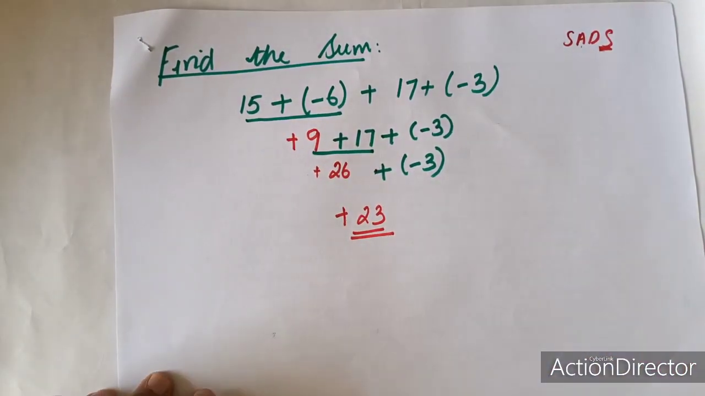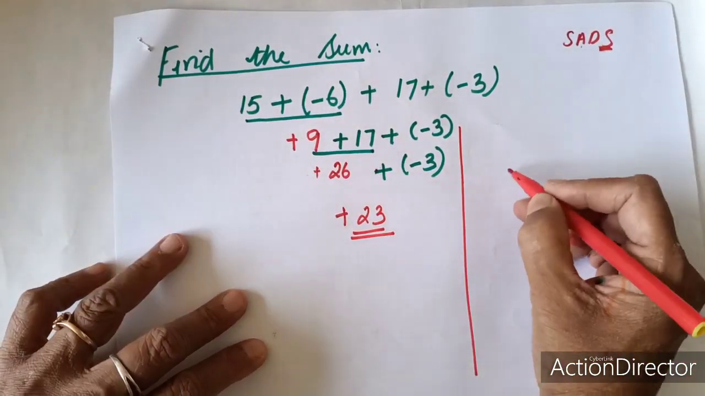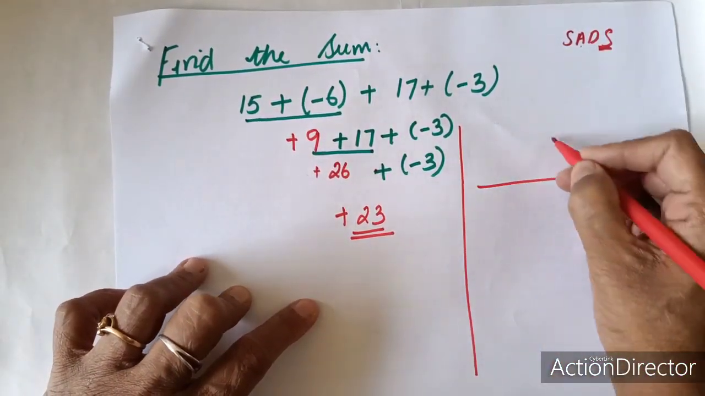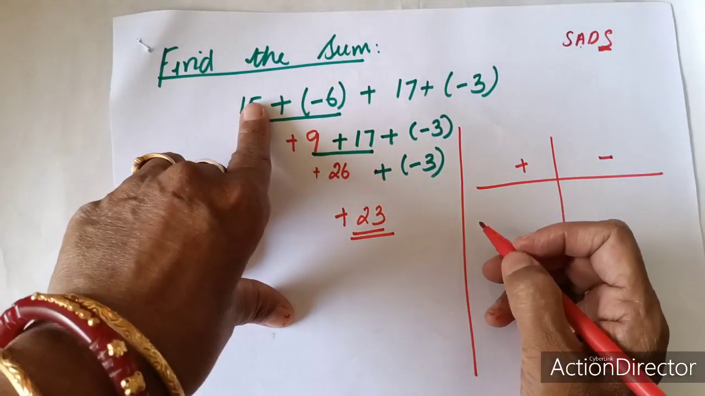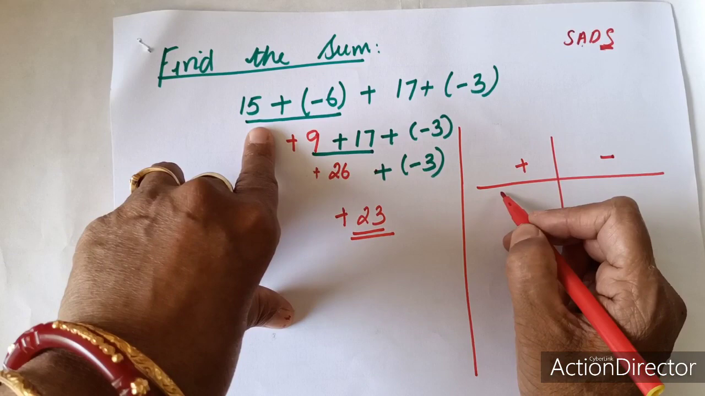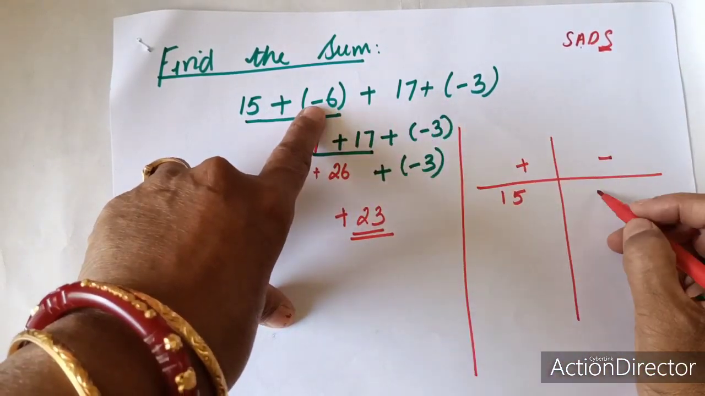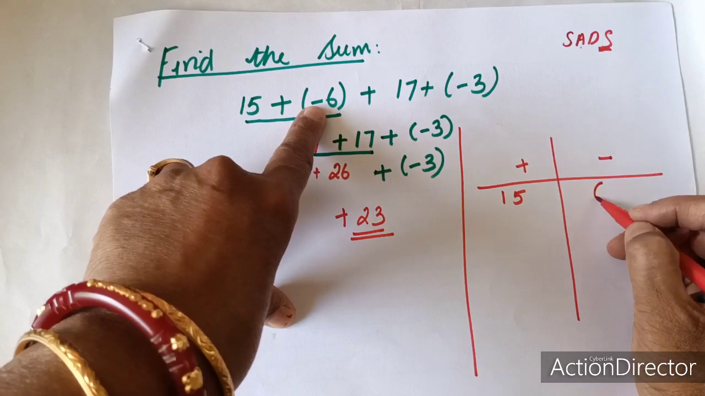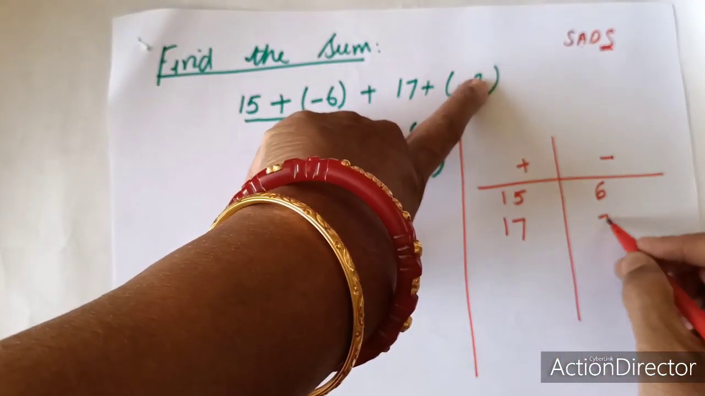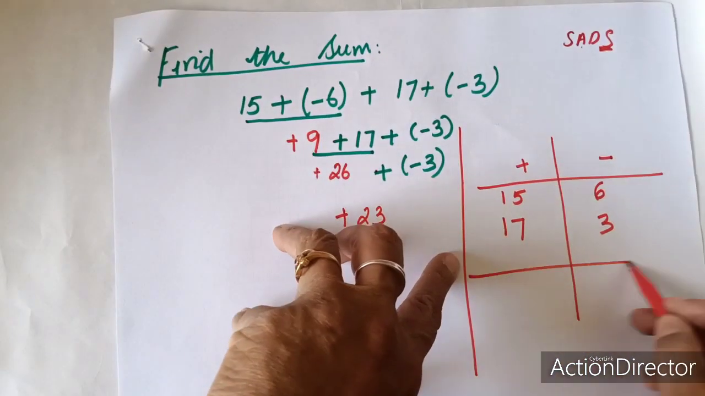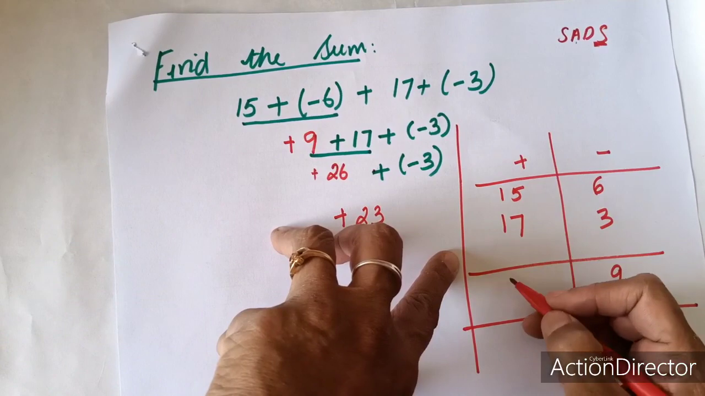There is also a second method to do this type. In this second method, you make two columns, positive over here and negative over here. Write all the positive numbers over here. 15, find out all the positive numbers. Minus 6 is negative, so write it over here. 17 is positive, write it over here. 3 is negative, write it over here. Now you add both the columns. 6 plus 3 is 9. This is 32.